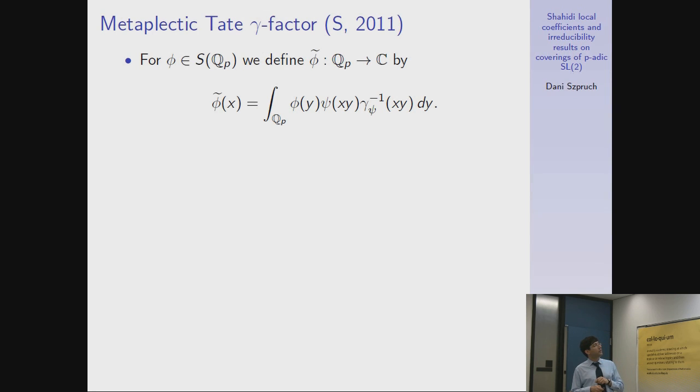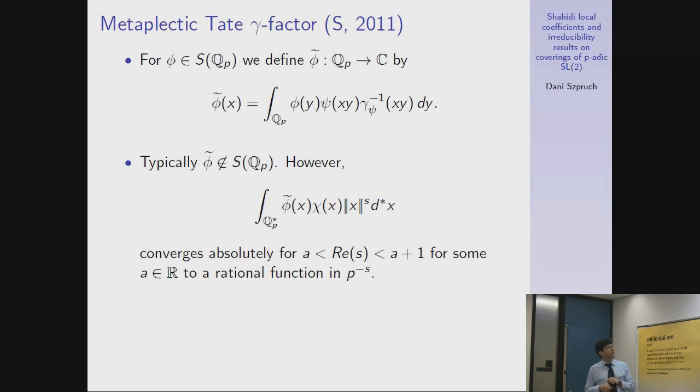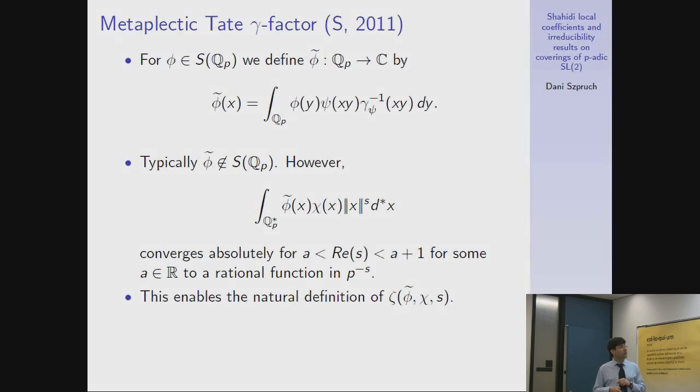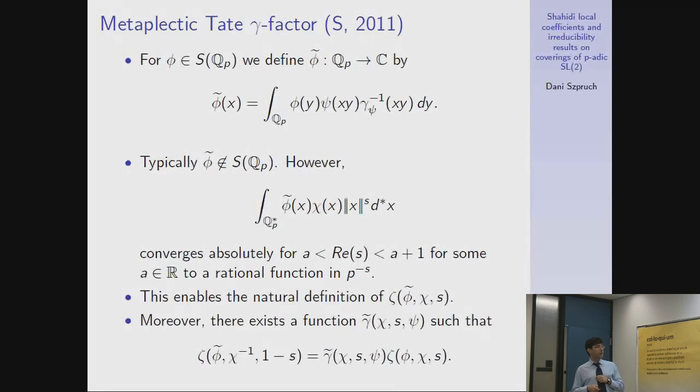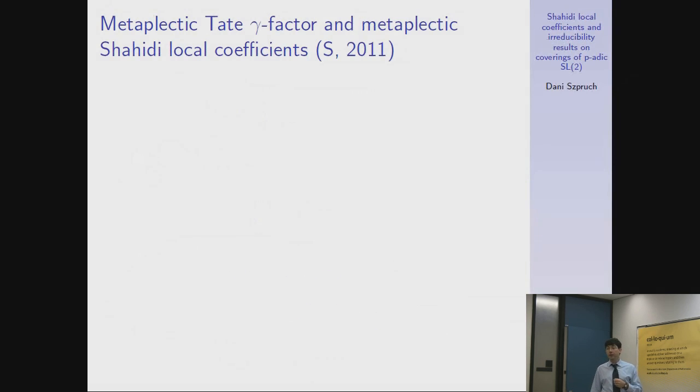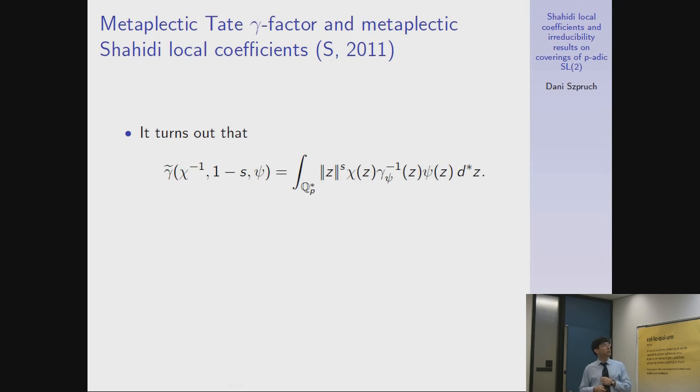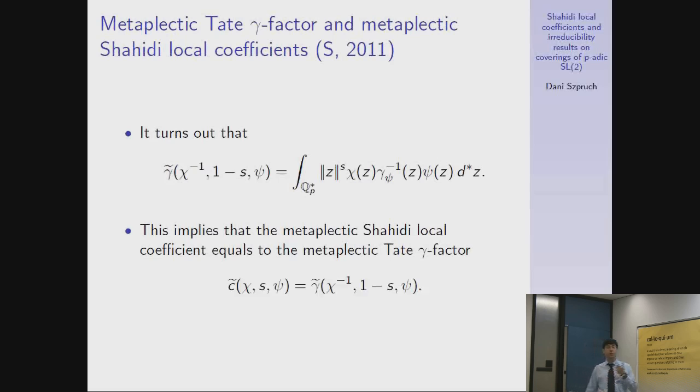Start with a Schwartz function and define this weird transform. So you integrate again over C as we did before, but we also throw in this one. Typically, this will not be a Schwartz function. Nevertheless, the integral defining the zeta integral will converge in some vertical strip. So we can define the zeta integral of this weird transform. And then it turned out that there is a proportionality factor exactly as in the case of the Tate gamma factor, only we are swapping phi hat with phi tilde. And when you go ahead and compute this proportionality factor, you end up with the Shahidi local coefficient. So there is complete analogy here. The metaplectic Tate gamma factor gives the metaplectic Shahidi local coefficient.